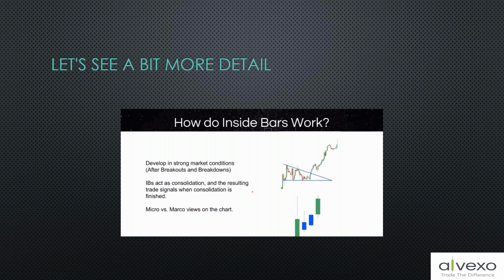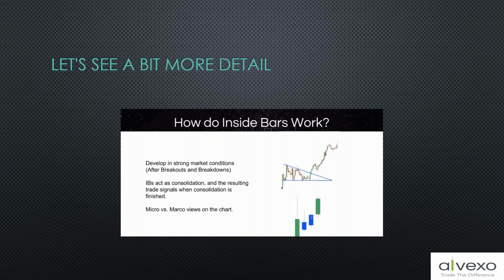Now, how do inside bars work? They develop in strong market conditions. You see the price move and then trade sideways while we consolidate. Here's an example right here where we have a large range candlestick on a breakout. Then we see a smaller, tighter range, two inside bars in a row before we finally get a bull break and continuation.